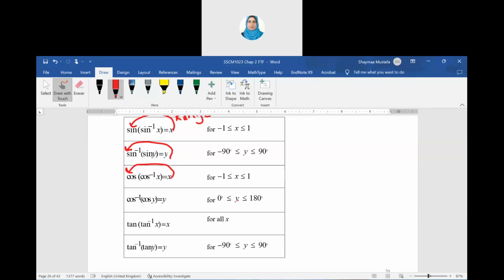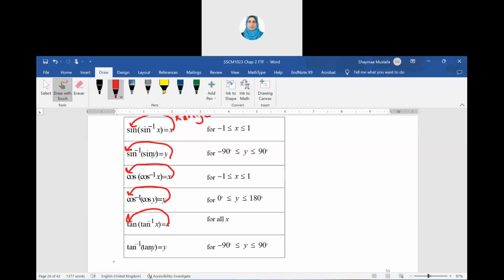No, it is equal to y if y is from 0 to pi, which means that y should be within the range of cos inverse. And tan tan inverse x equals x, this is correct for all x, because the range of tan is all real numbers, so this one has no issue. But if you talk about tan inverse tan y, it is not always equal to y.